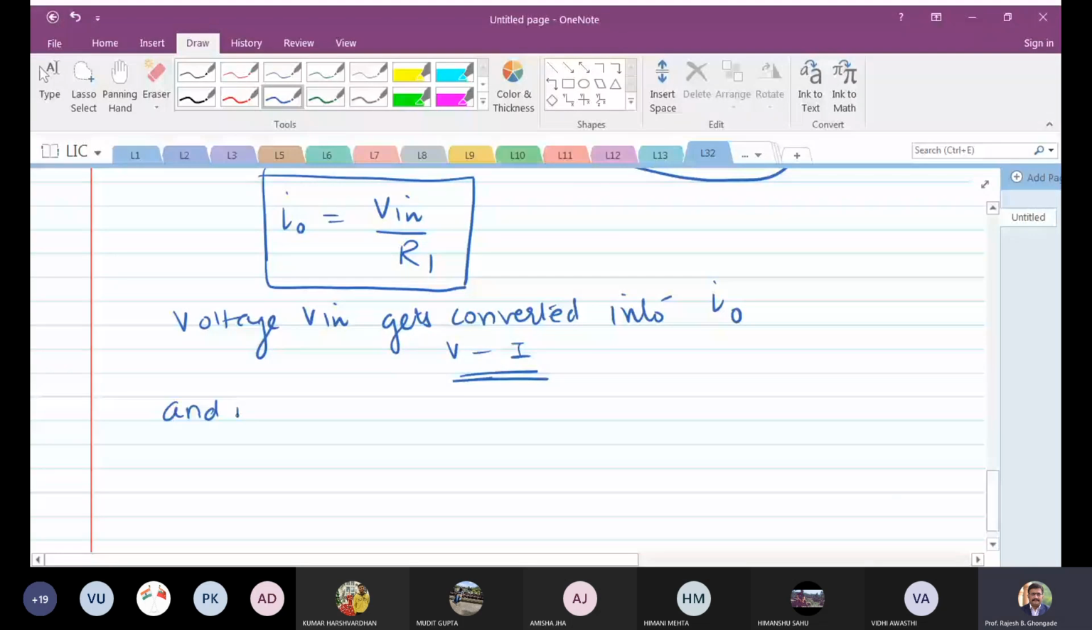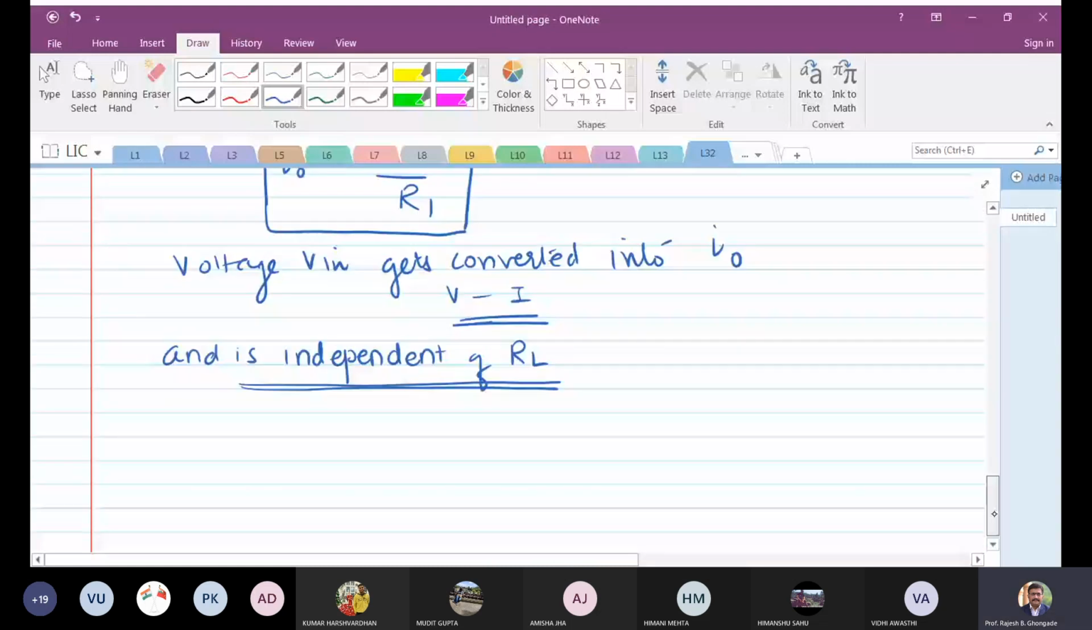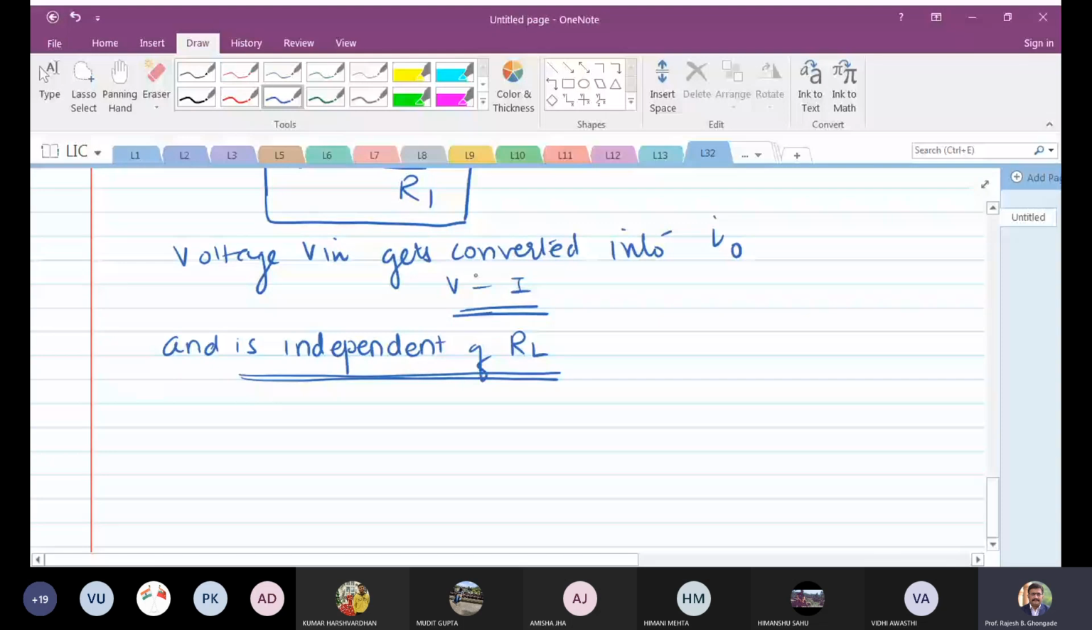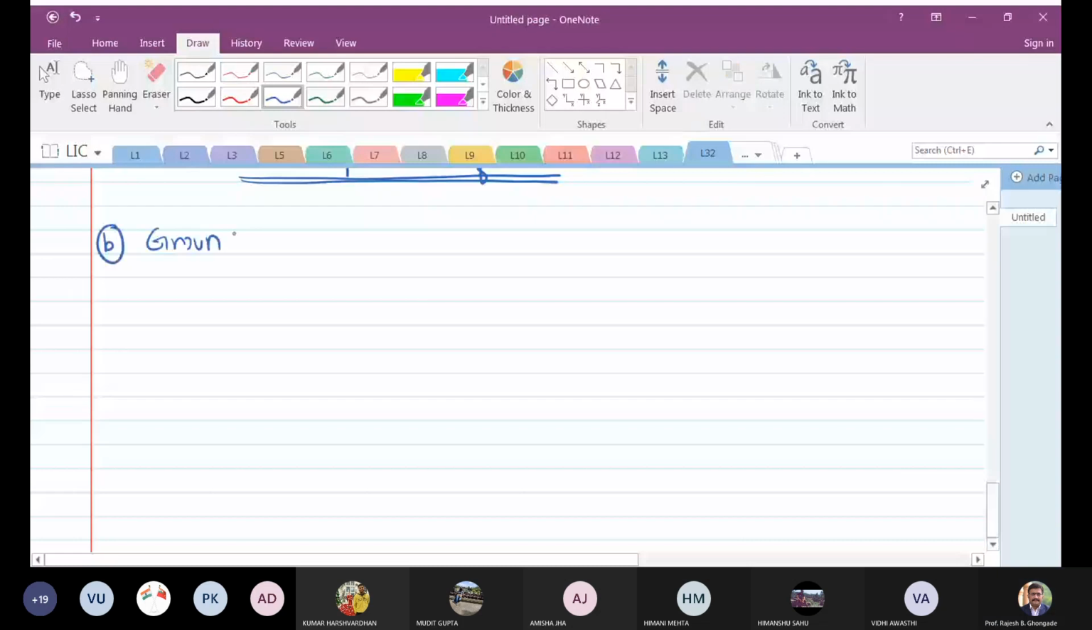This is the most important statement. Do we have RL in calculations? Not at all. So we can say that I naught is purely because of V in, and that is how the voltage conversion will take place. All right. So this is your voltage to current converter, but the flavor is floating load. Now let us see the grounded load V2I converter.